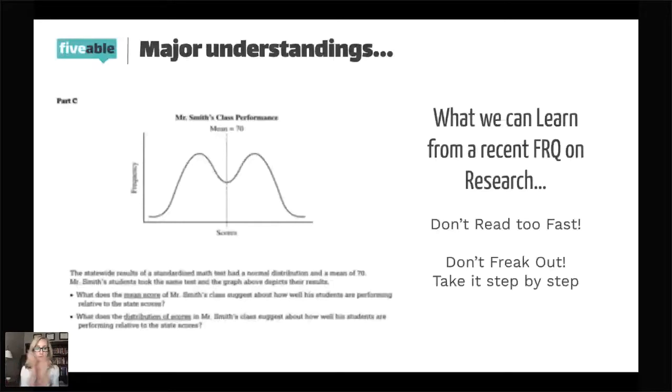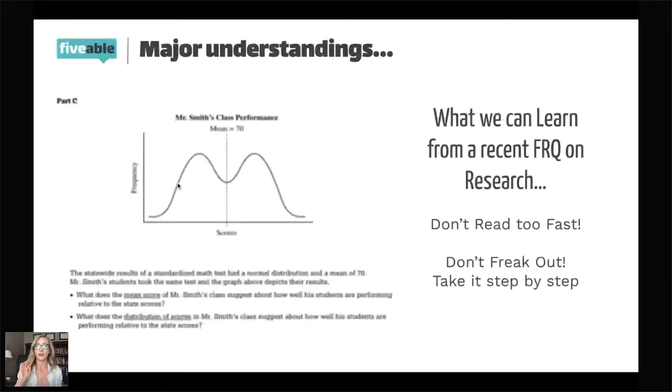Okay. All right. So that first bullet point, we've pretty much got, and I'm like totally taking up all my time here, that they're doing pretty much the same as the state, given the mean score being the same as the statewide results. Now, the second bullet point, what does the underlined, thank you very much, test makers, distribution of scores in Mr. Smith's class suggest about how well his students are performing relative to the state scores?